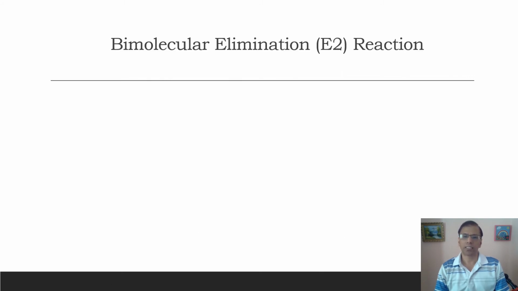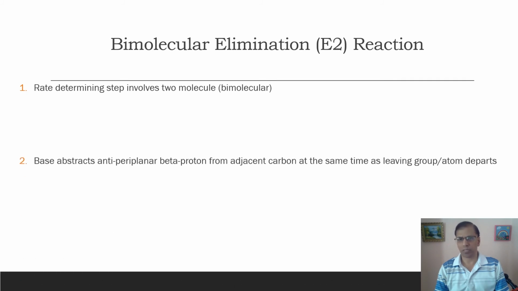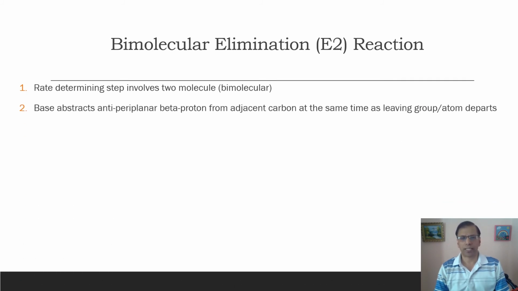So let's look at the bimolecular elimination reaction. In this case, 2 molecules are involved in the rate determining step, and hence it's called bimolecular. The base abstracts the beta proton from the adjacent carbon at the same time as the leaving group or atom departs. It's important that the beta proton be anti-periplanar to the leaving group for the E2 elimination to occur. If the beta proton is not anti, or on the opposite side as the leaving group, then the reaction won't occur.